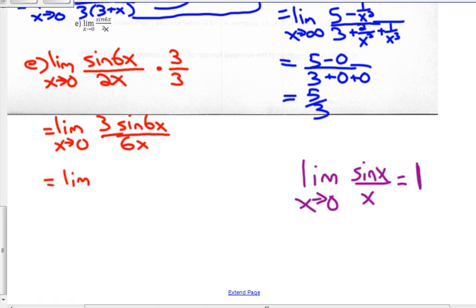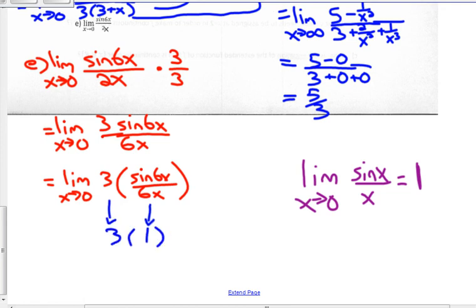That is the same as 3 times sine of 6x over 6x. And we know that when we evaluate the limit, this becomes 1, and this becomes 3. So you have 3 times 1. Notice how I'm actually using the limit now. So I don't have my limit notation anymore. I used it up, and I get 3 in the end.